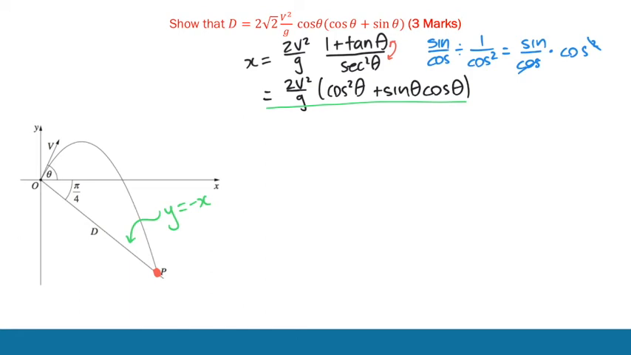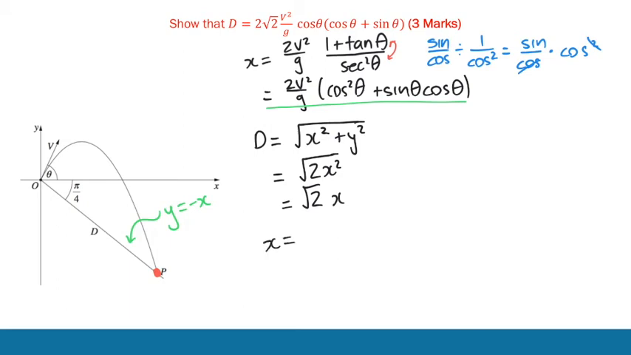So what that means is that in the distance formula, when we're calculating d, which is just the square root of the x-coordinate squared plus the y-coordinate squared, because we're taking it from the origin, we can just replace that with the square root of 2x squared, which is root 2x. Remember, distance is a positive quantity, so we don't care about the negative square root. So x is just distance on root 2, which means that the distance is root 2 times x.